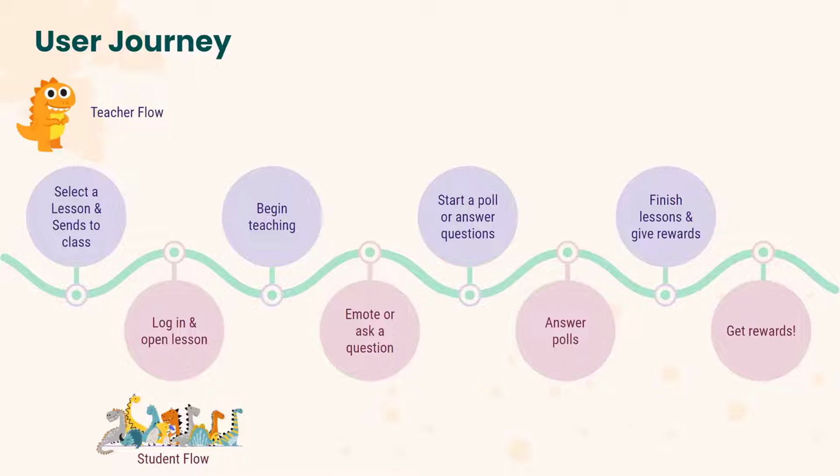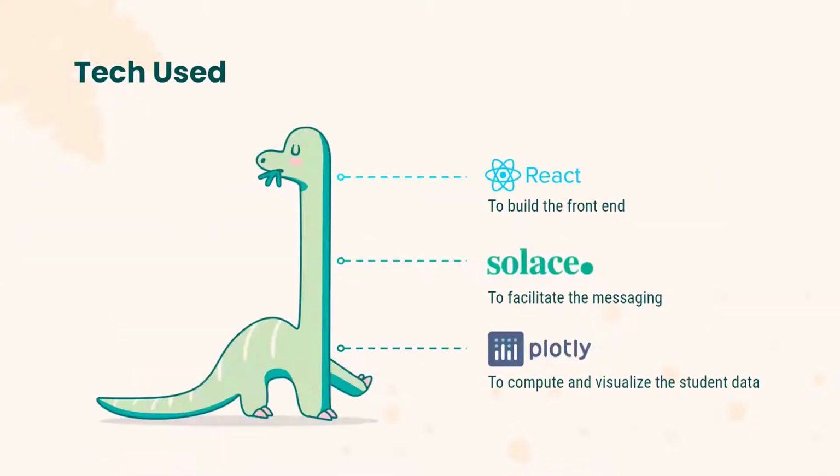And most importantly, at the end of that class, the student will be able to receive an award that's given out by the teacher, and that will incentivize them to complete homework after the class, as well as come to the next class, which is something that we really want to achieve. And then next, we're going to talk about the tech used. The front end was built with React. Solace was used to facilitate the messaging, and Plotly was used to compute and visualize the student data.